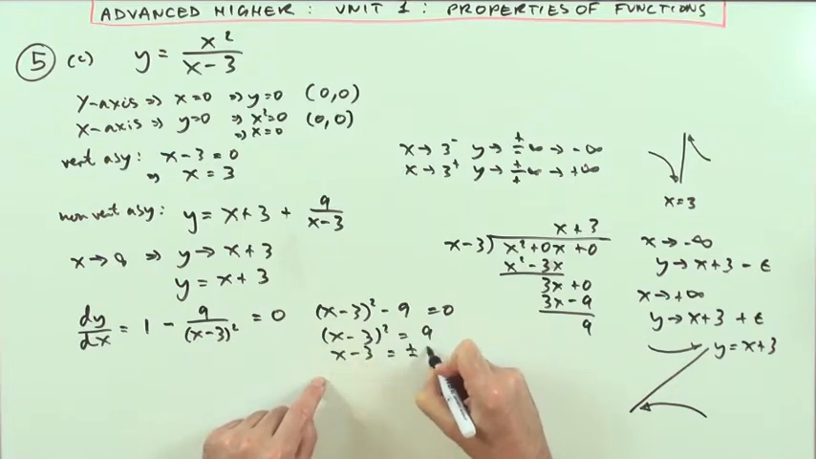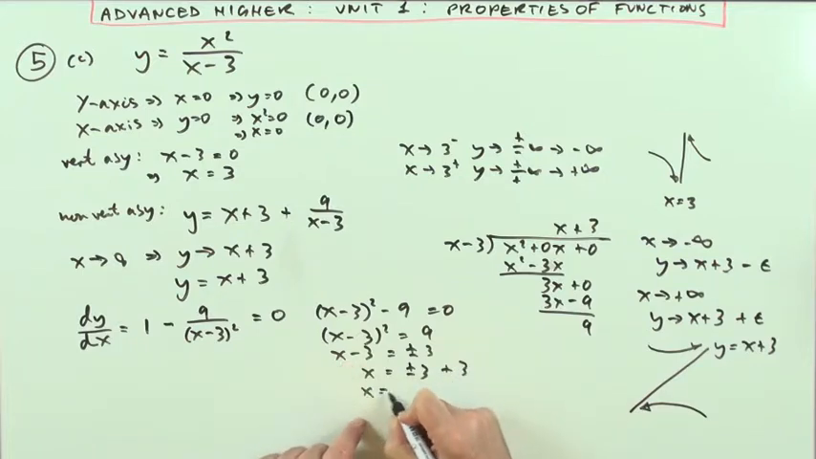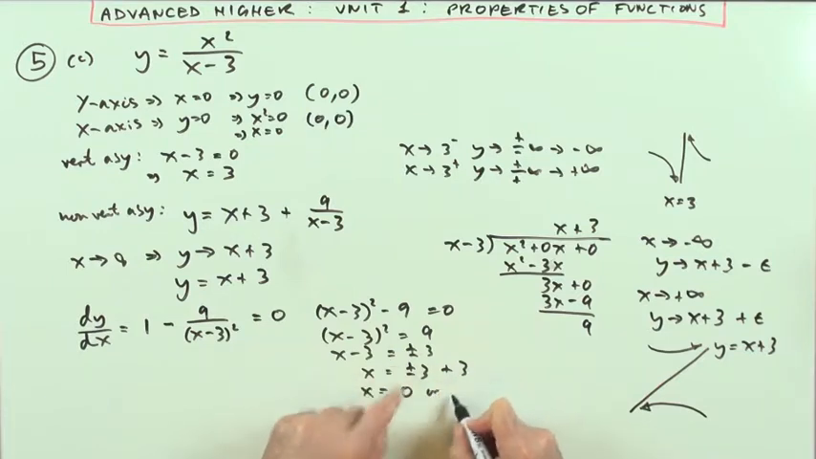x minus 3 is plus or minus 3. So x is plus or minus 3 plus 3, which gives me two values. The minus 3 plus 3 gives me 0. The plus 3 gives me 6. So it's going to have those two turning points then, one at x equals 0 and one at 6.